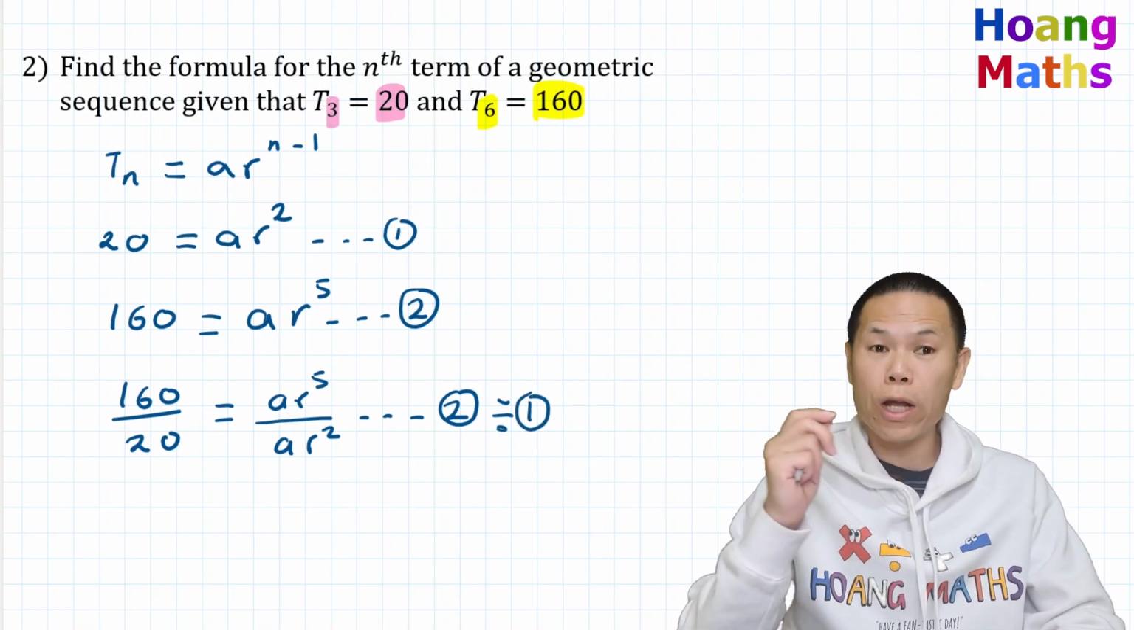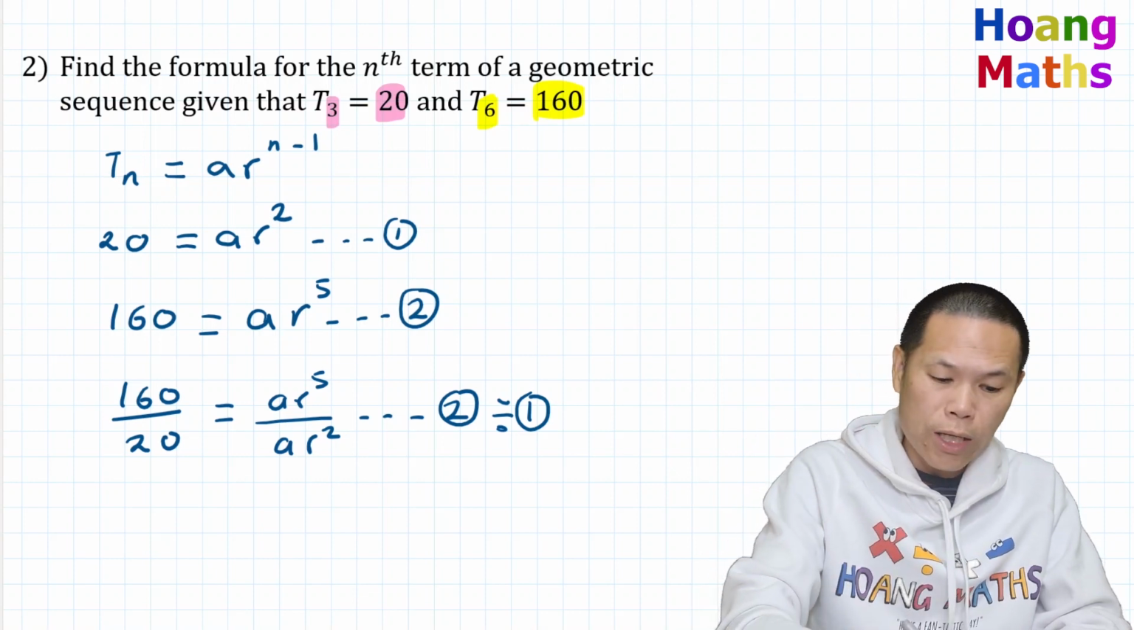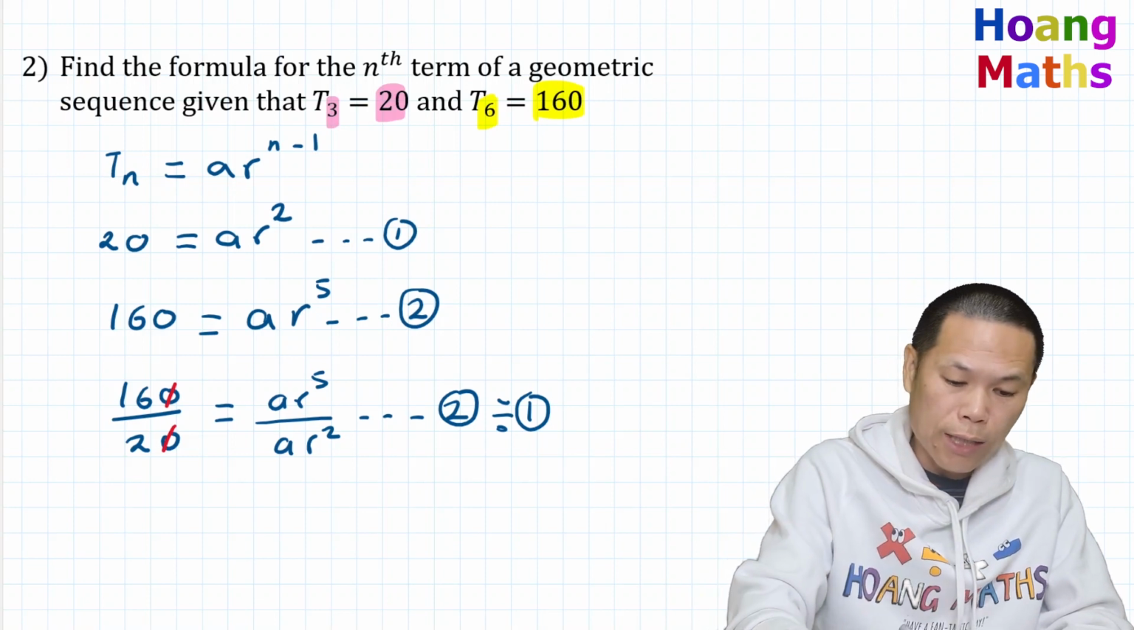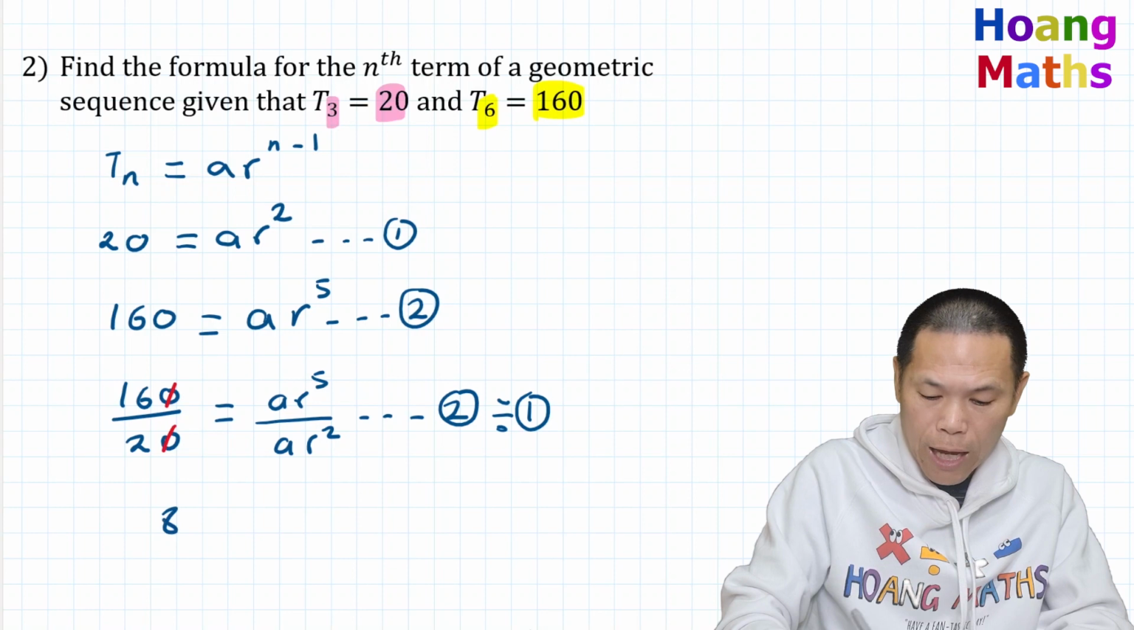So there you go. So what I do now is I just simplify this. So 160 divided by 20. We can just cancel the 0. So 16 divided by 2 is 8. Otherwise, you can just put down a calculator. Okay. So that is 8.